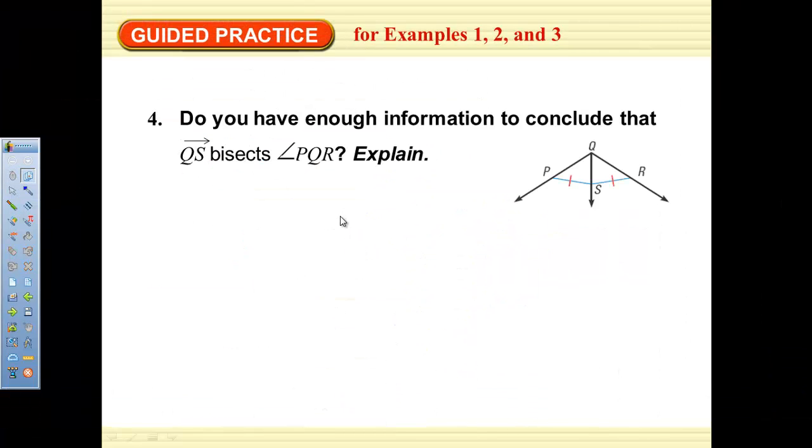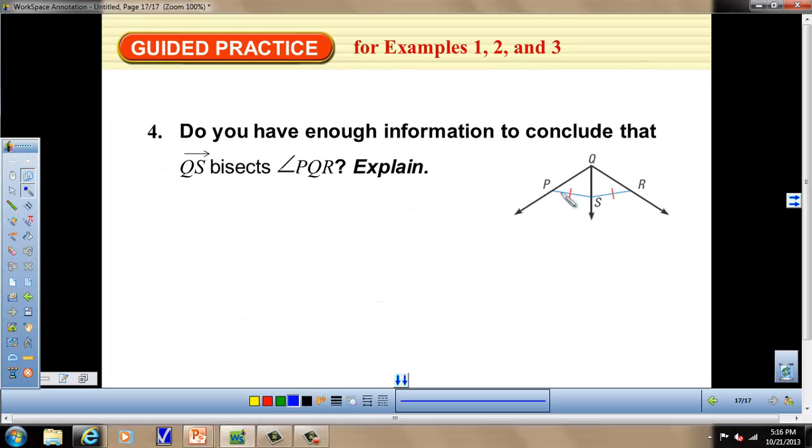And here's one more. We want to know if there's enough information to show that ray QS bisects this big angle PQR. If you look, the distance from P to S is the same as the distance from S to R, but the only problem is that this is not perpendicular and that's not perpendicular. It needs to be the perpendicular distance in order for it to be the shortest distance. And there has to be some equality in terms of this, because we could draw any line that would be equidistant. We need them to be perpendicular on both sides.